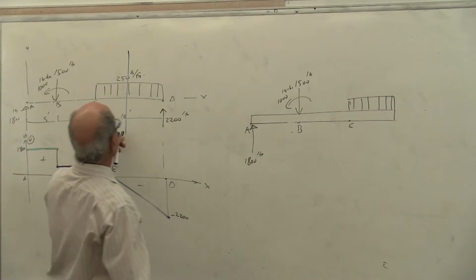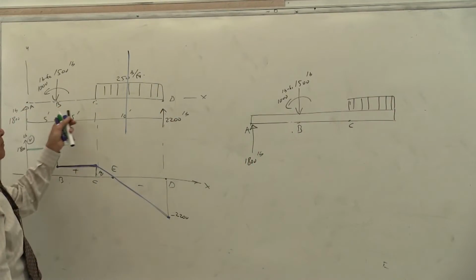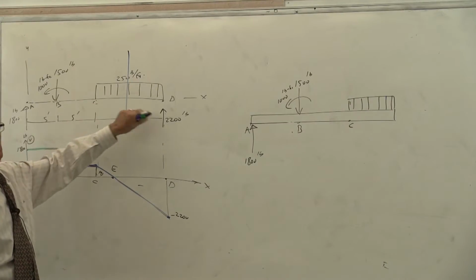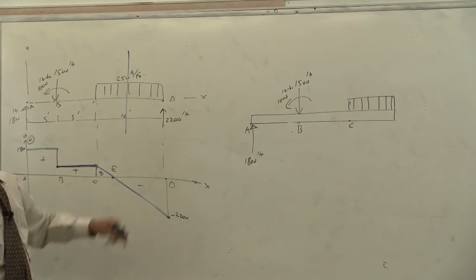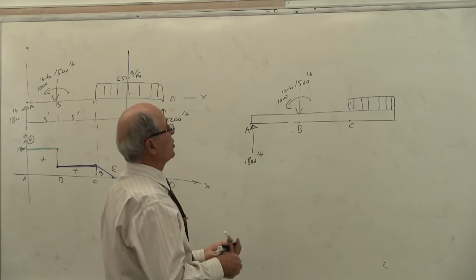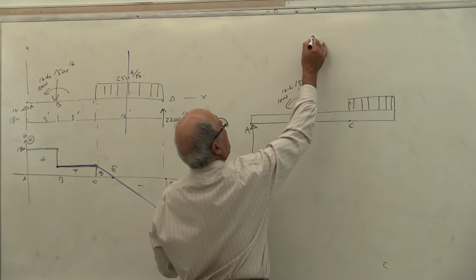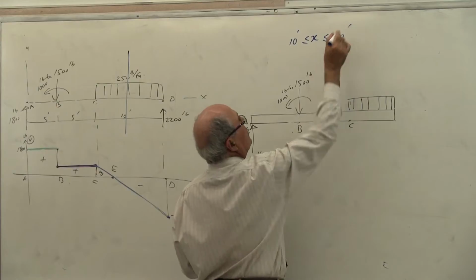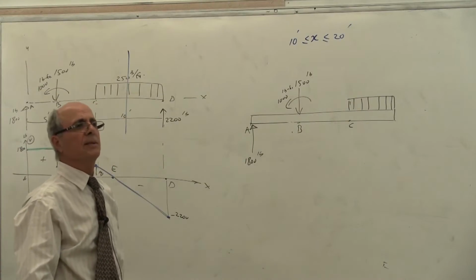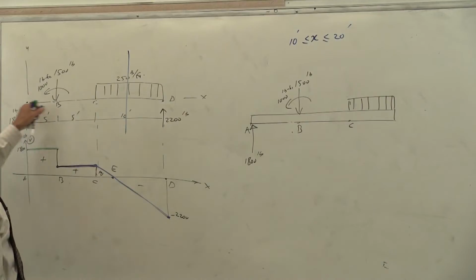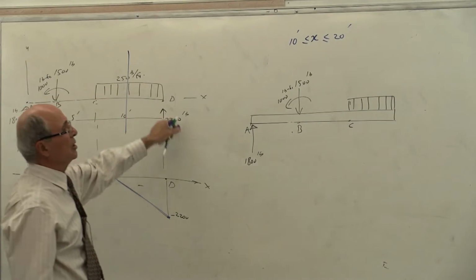But you have not reached D, everybody. And look where the cut is. The cut is somewhere between C and D, or between 10 and 20. In other words, if I want to use the color coding, X now changes between 10 feet and 20 feet. Is that correct or not? Yes? Because 0 is here, and I'm in this region.